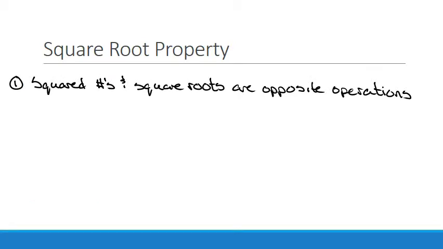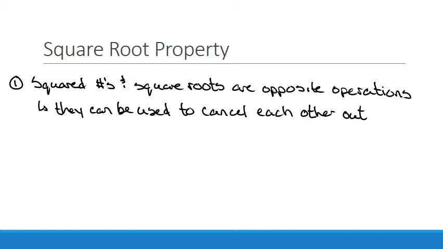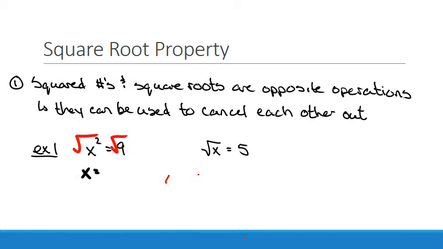All right, square root property itself. So a couple details about it. Just a reminder here, squared numbers and square roots are opposite operations, so they can be used to cancel each other out. If we look at this example, if I have x squared equals 9, well, if I want to get rid of x squared, I simply take the square root of x squared. Now, what you do to one side, you have to do to the other. We got to make sure we have a balanced equation. So then now I would just have x, and that would equal plus or minus 3.